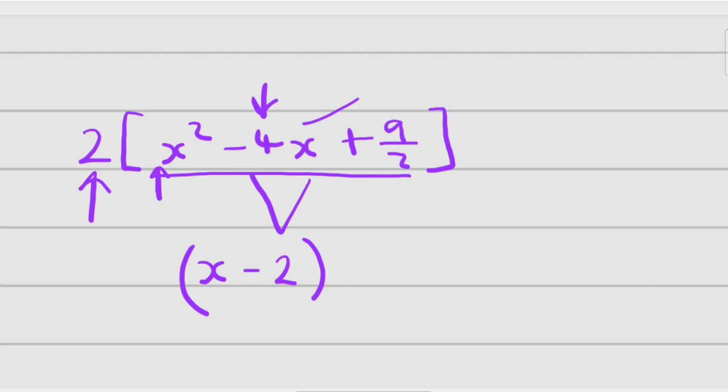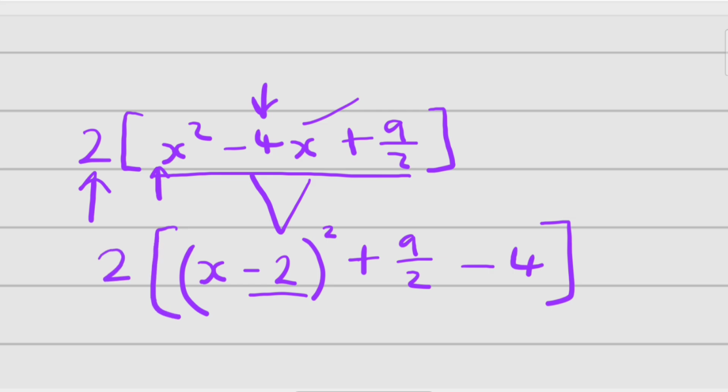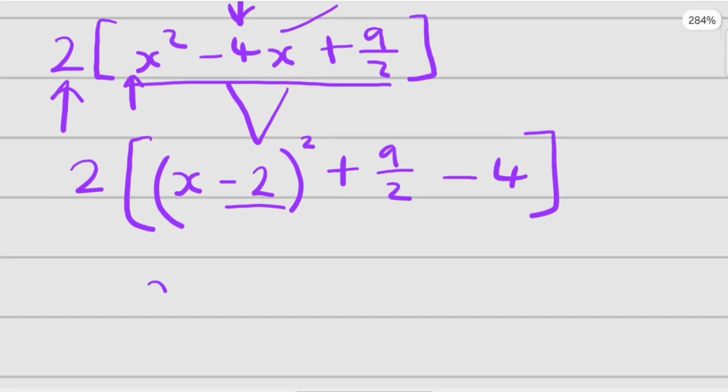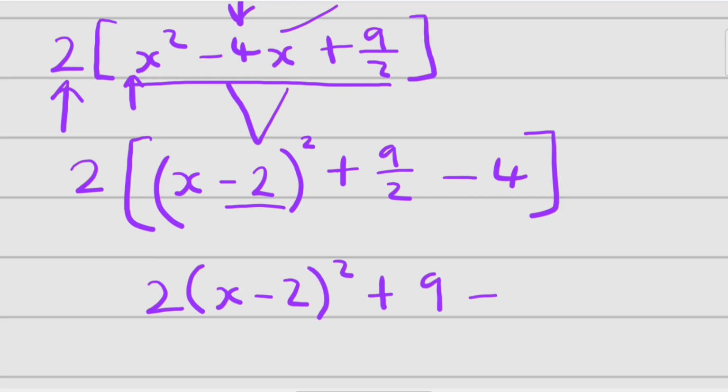Please don't be confused. Then we put a square there, plus our 9 over 2 minus this squared, so minus 2 squared, that's our 4, right? So this is in brackets and we have a 2 outside the bracket, like that, right? And so multiplying everything by this 2, we will have 2x minus 2 squared plus 9 minus 8, right?